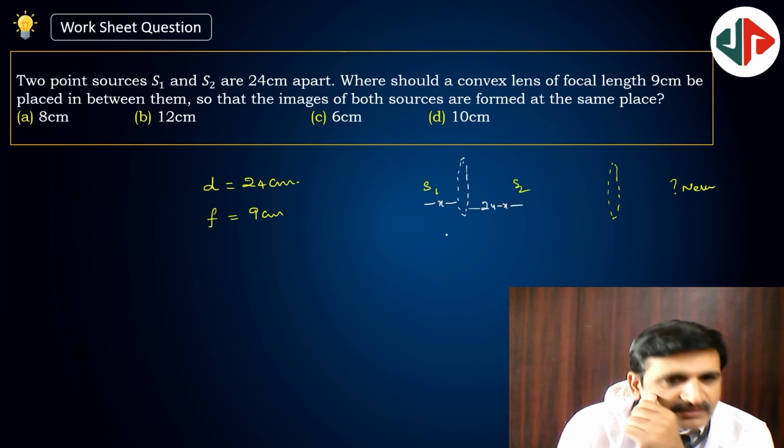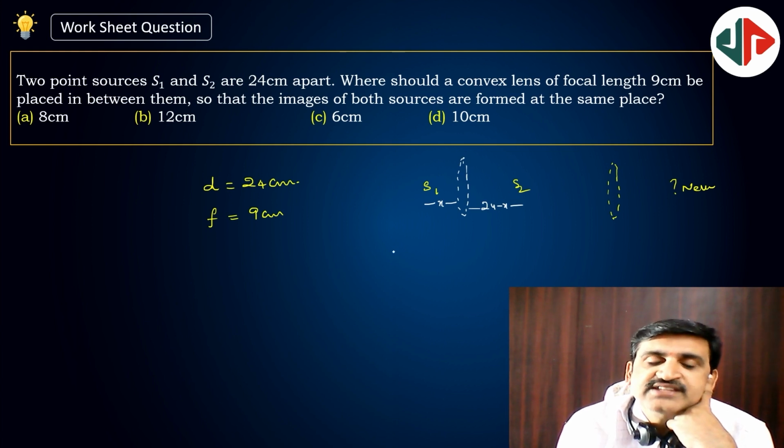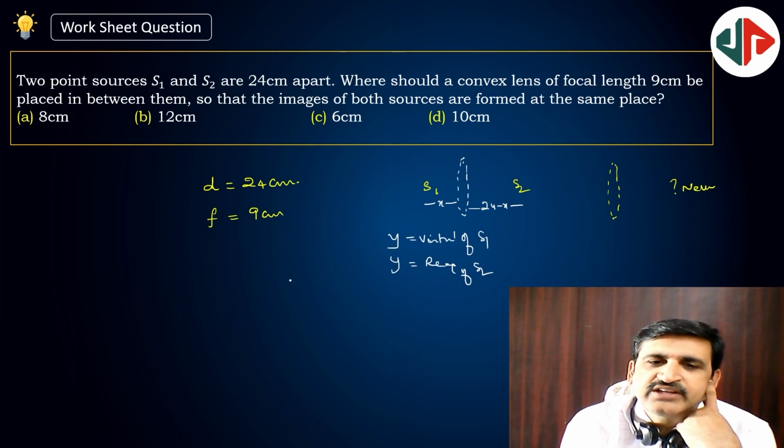Now, for its virtual image and its real image will coincide. So the y value, y distance for the virtual image of S1, and the same y is equal to the real image of S2. Then you can write two equations for them, that is, object is equal to x and image is equal to y.